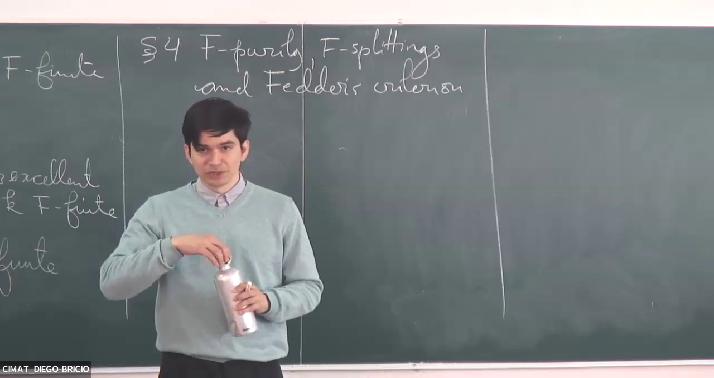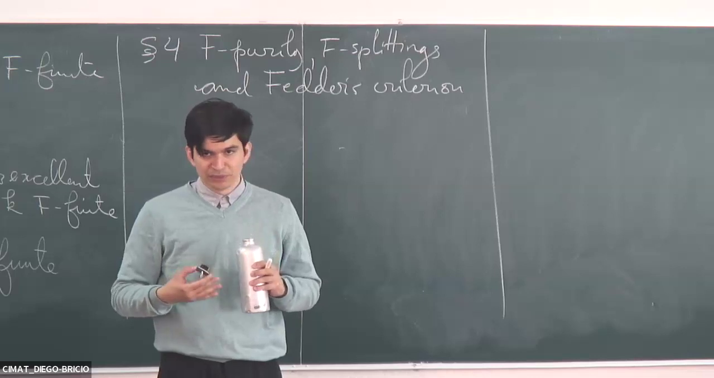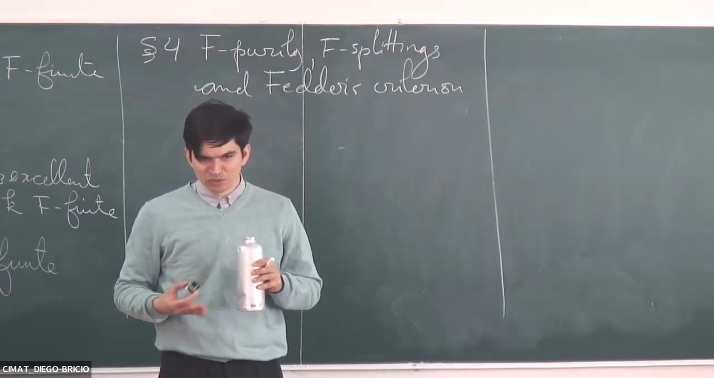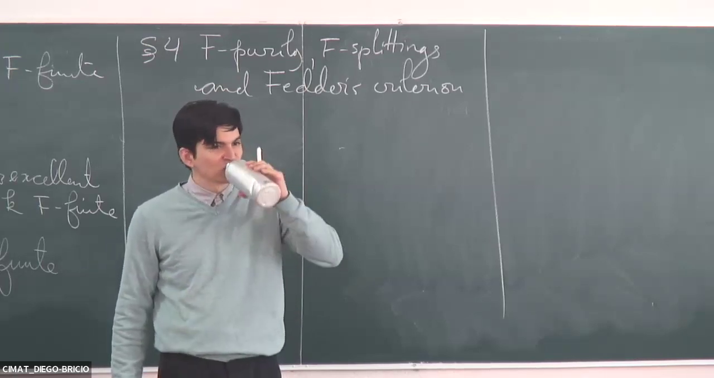But okay, what we're going to do is try to weaken the notion of faithfully flat for Frobenius. This is going to be our first weakening. It's going to be a very strong weakening, and we're going to try to make it less weak later. But let's start here.